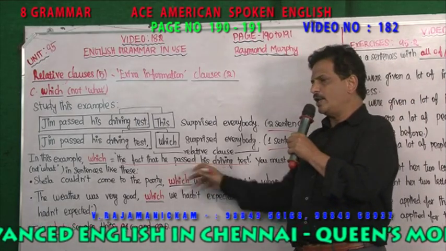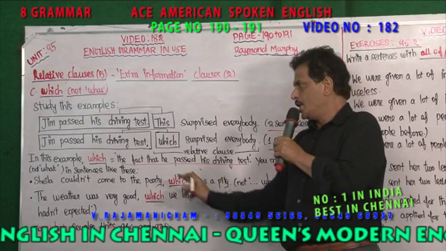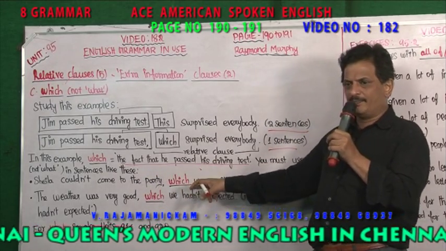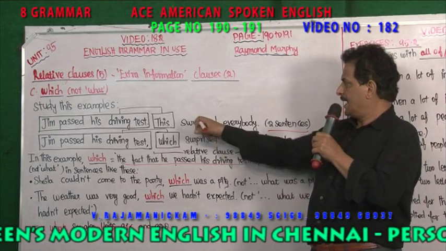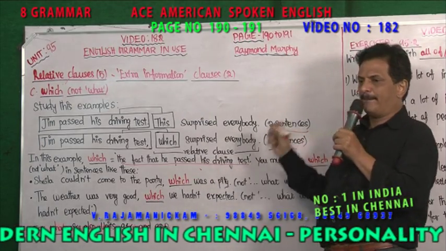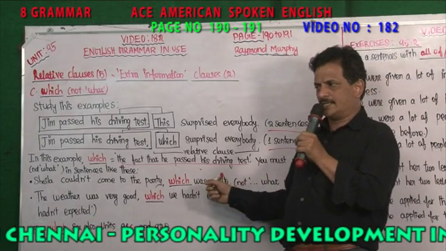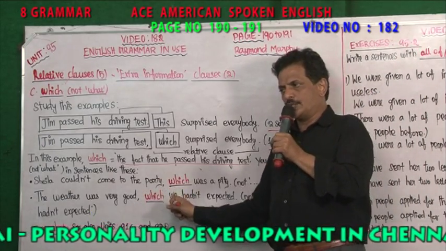So, if you want to give it in two sentences, how do you say? Sheila couldn't come to the party, full stop. Then, instead of which, this was a pity. You have to say, this was a pity. When you want to connect the two sentences, you are using which was a pity.